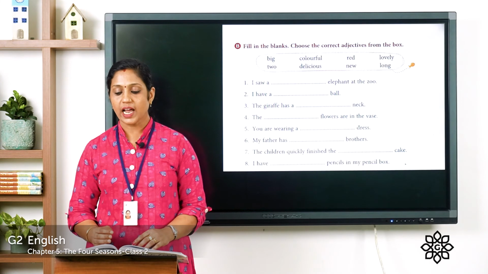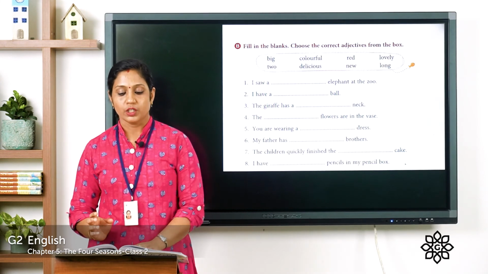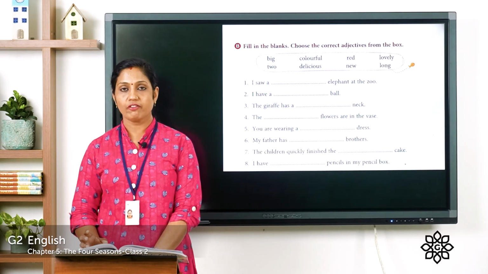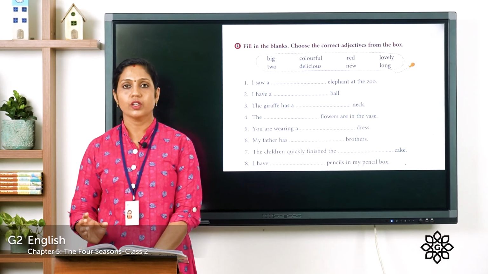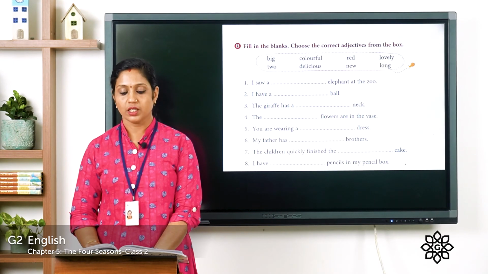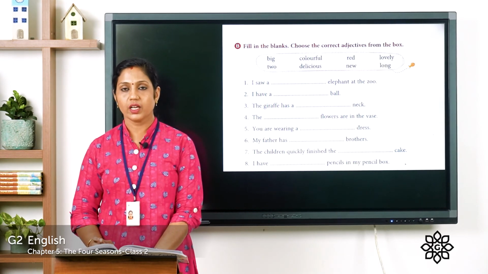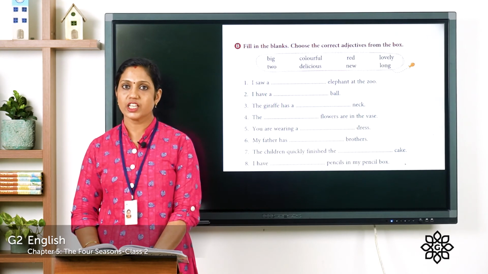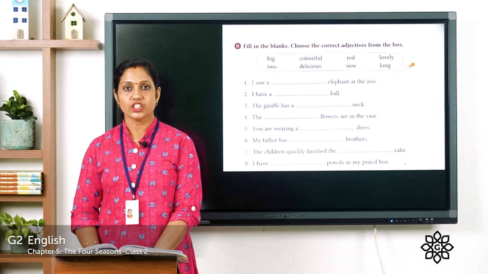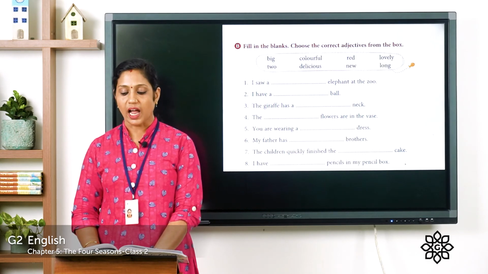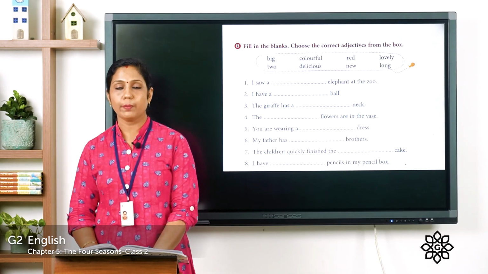I saw a dash elephant at the zoo. Second one, I have a dash ball. Third, the giraffe has a dash neck. Fourth one, the dash flowers are in the vase. Fifth, you are wearing a dash dress. Sixth, my father has dash brothers. Seventh, the children quickly finished the dash cake. Eighth, I have dash pencils in my pencil box.